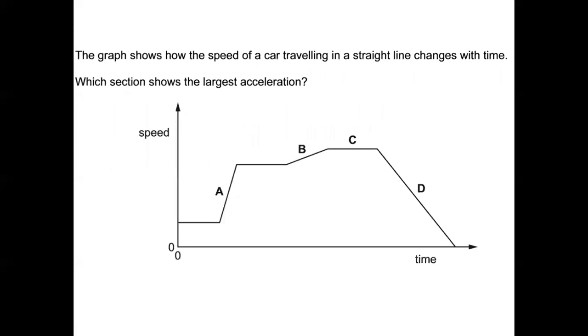Next, the graph shows how the speed of a car traveling in a straight line changes with time. Which section shows the largest acceleration? Now remember that the gradient for this graph represents acceleration. So the steeper the graph is, the greater the acceleration will be. Looking at the choices, the part where the steepest graph is located will be at letter A.